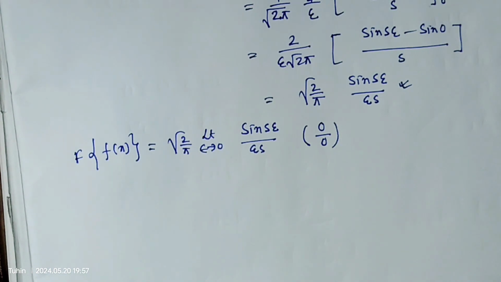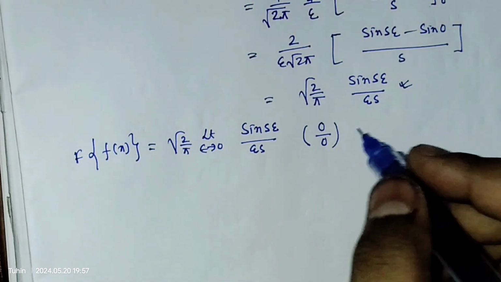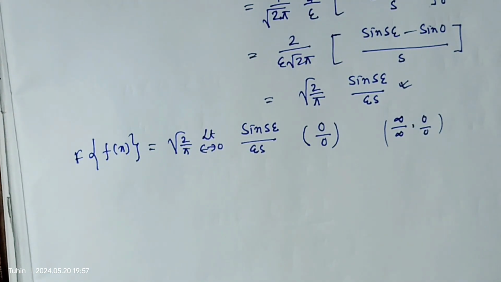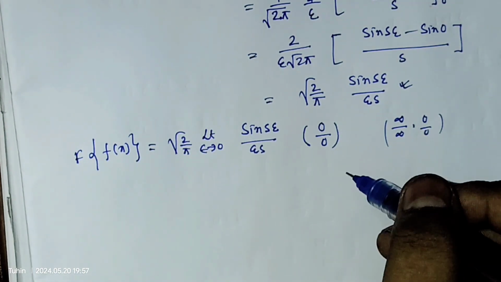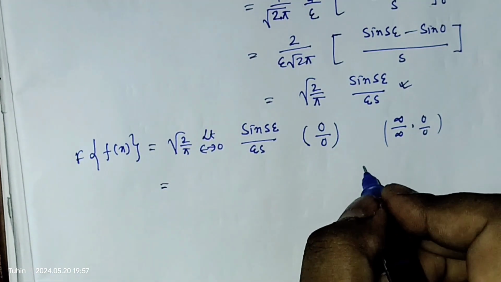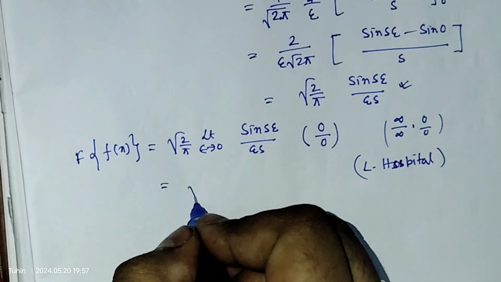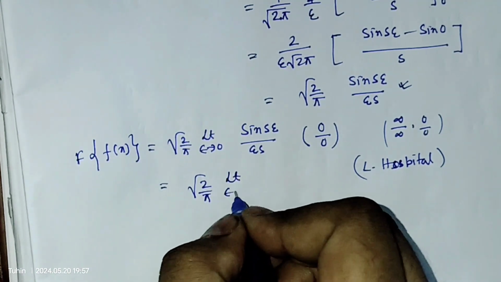If you are doing physics honors or preparing for any competitive examinations, you already know that for any indeterminate form like infinity by infinity or 0 by 0, for the limit we use a rule called L'Hospital's rule. What you need to do is take the derivative of both the numerator and the denominator. So to remove this situation, I am using the L'Hospital rule.